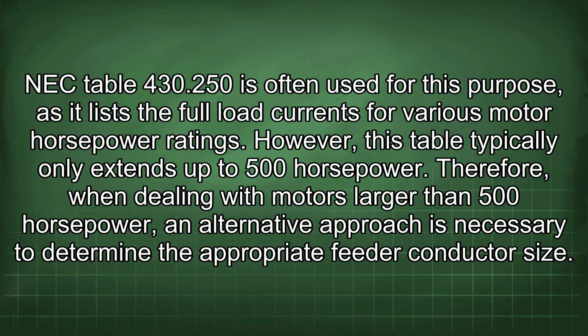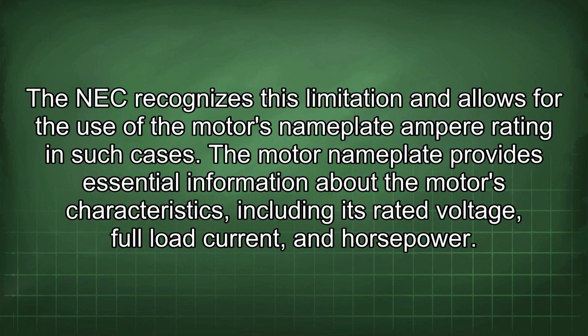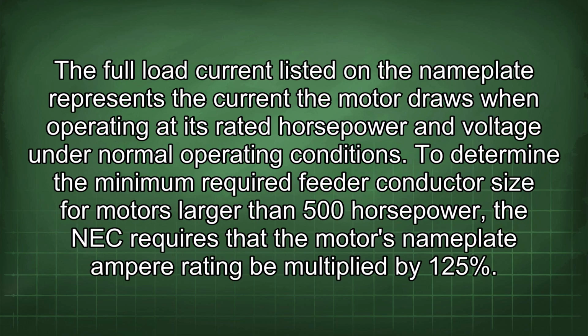However, this table typically only extends up to 500 horsepower. Therefore, when dealing with motors larger than 500 horsepower, an alternative approach is necessary to determine the appropriate feeder conductor size. The NEC recognizes this limitation and allows for the use of the motor's nameplate ampere rating in such cases. The motor nameplate provides essential information about the motor's characteristics, including its rated voltage, full load current, and horsepower. The full load current listed on the nameplate represents the current the motor draws when operating at its rated horsepower and voltage under normal operating conditions.